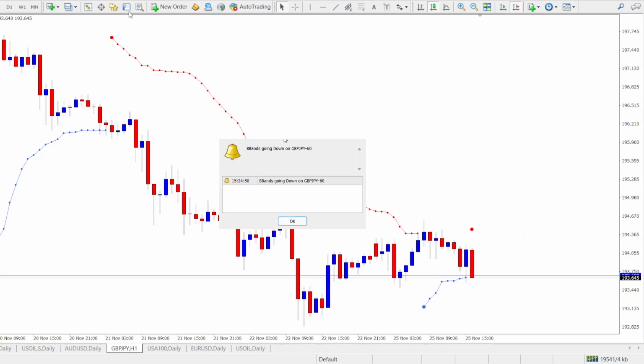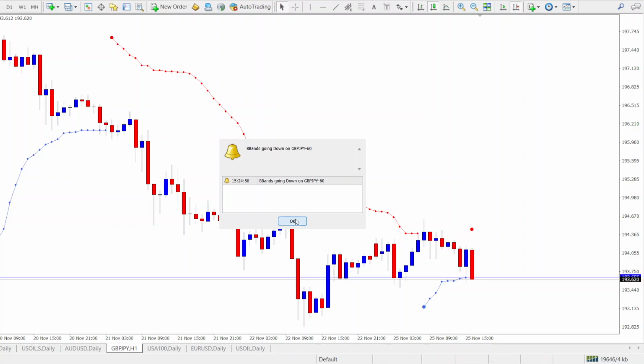Can you see this alert that just popped up right now? The indicator also gives you alerts. The alert here says B bands going down on GBP JPY 60, right? This is a 1 hour time frame, so you can see 60 minutes. So when you get an alert, it shows the direction which you might want to enter a position in, right?